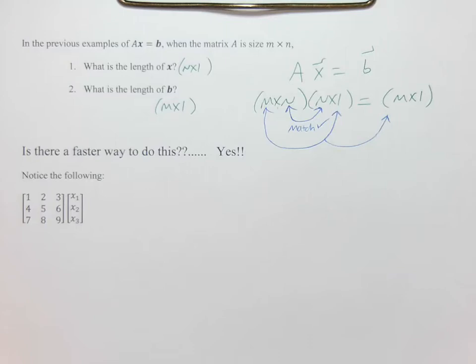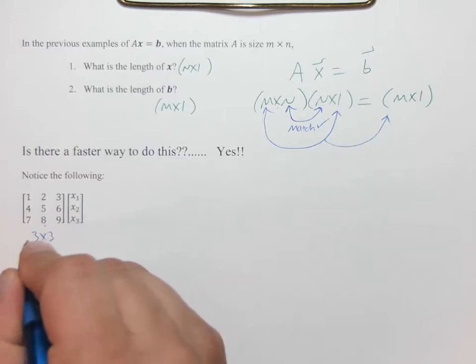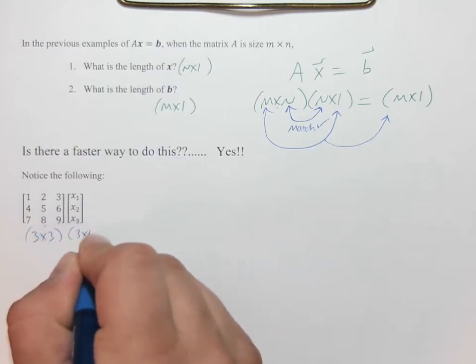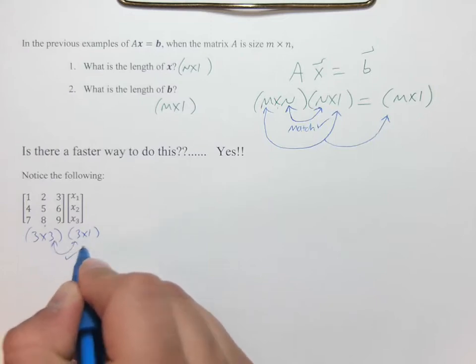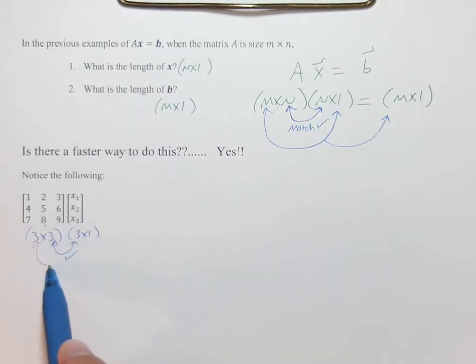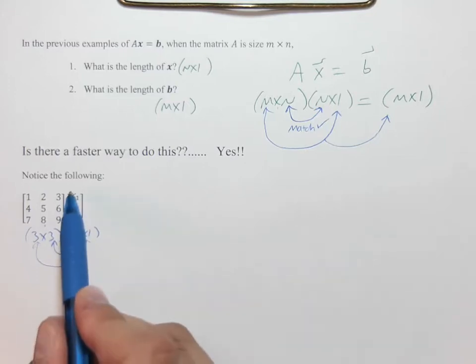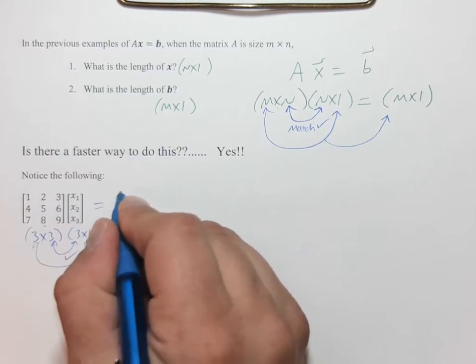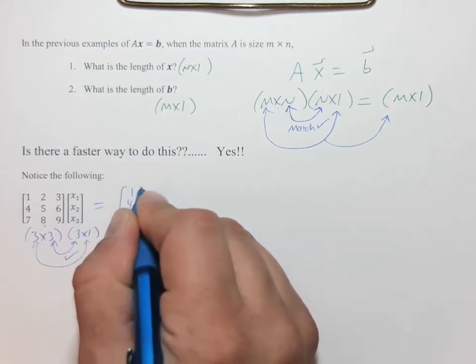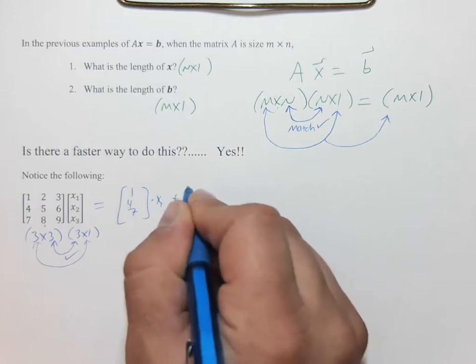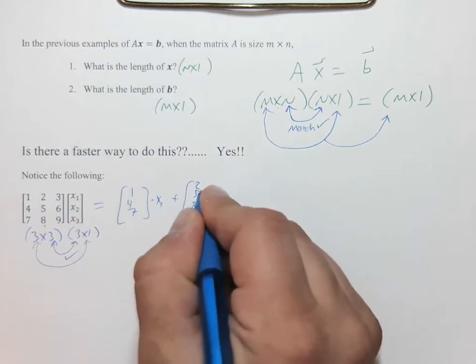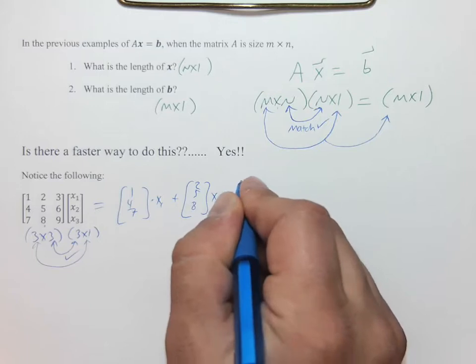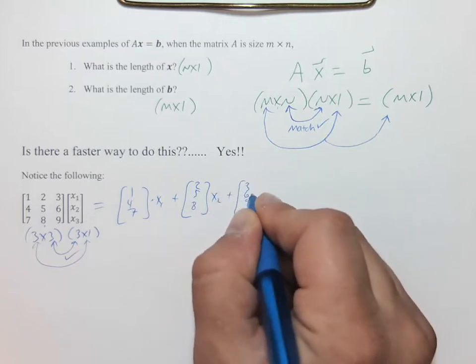Here's how we can think about doing it a little bit faster. So if we multiply this matrix times this vector, for one thing, we've got a 3 by 3 multiplying a 3 by 1. These inner dimensions match, so we're allowed to do it. And that means the outer dimensions, 3 by 1, will be the size of the answer. So just applying what we just learned. But anyway, if we use these weights on those columns, it becomes the first column times x1, the second column times x2, and then the third column times x3.